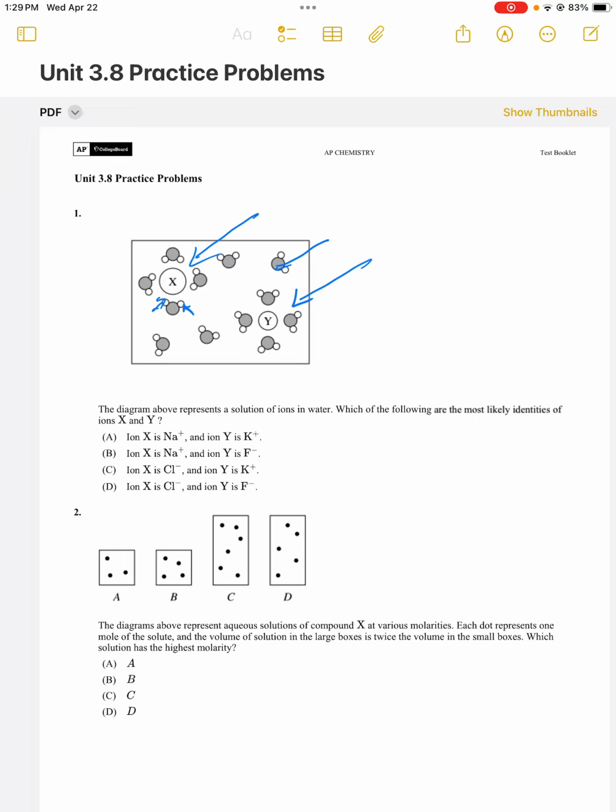Over here with Y, I've got the partially negatively charged oxygens of the water molecules pointing at Y. Y must have a positive charge. So I expect X to be an anion, which has a negative charge, and Y to be a cation, which has a positive charge. Also notice they have made Y smaller than X. If you have to draw something and you have to break it into cations and anions, almost always your cation is going to be smaller than the anion.